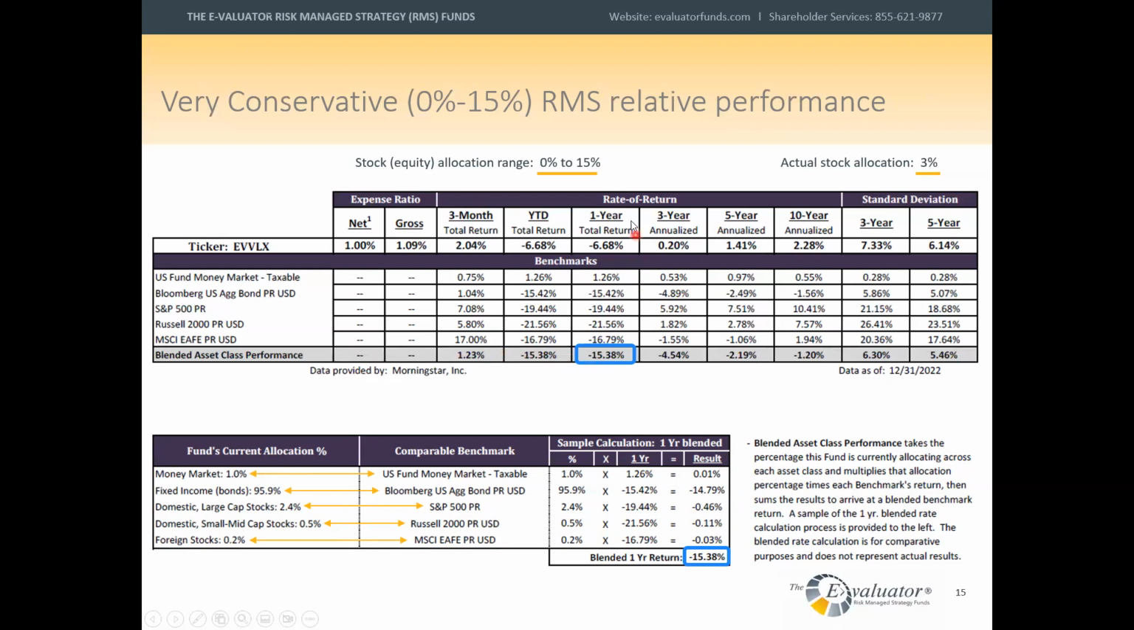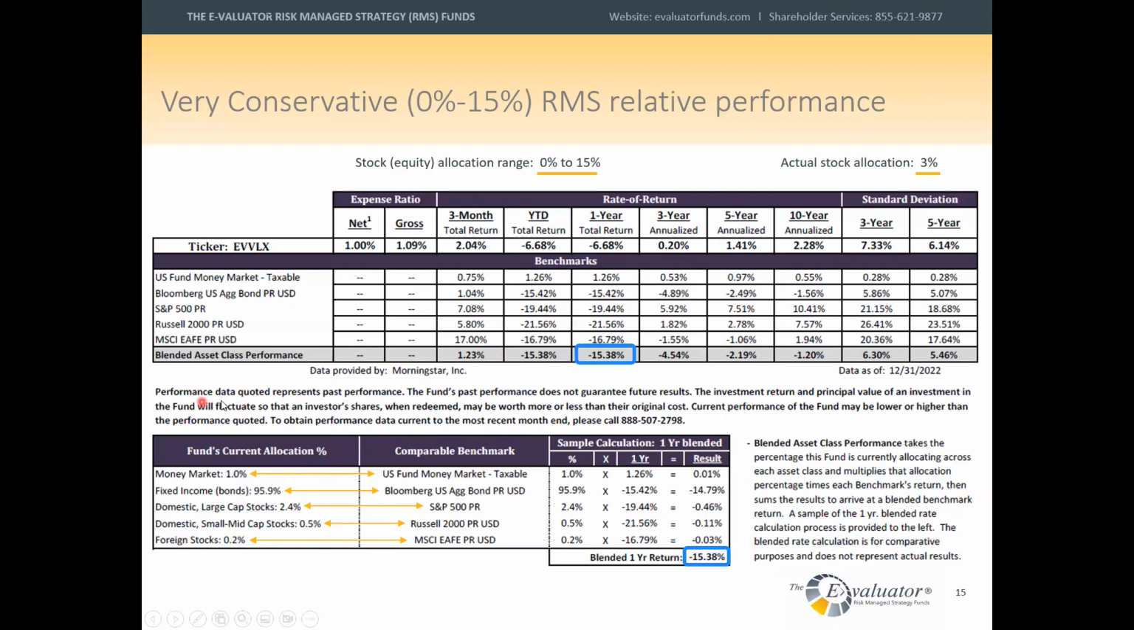So for the last 1 year, this fund did -6. An identical allocation across these indexes would have resulted in a -15. +2 compared to -4, excuse me, +0.2, +1.41 compared to -2.1, +2 compared to -1.2. So we provide this blended asset class performance for you for comparative purposes. So you can compare, well, geez, how well was this investment? Well, compared to their peers with an identical asset allocation, this is what you would end up with.